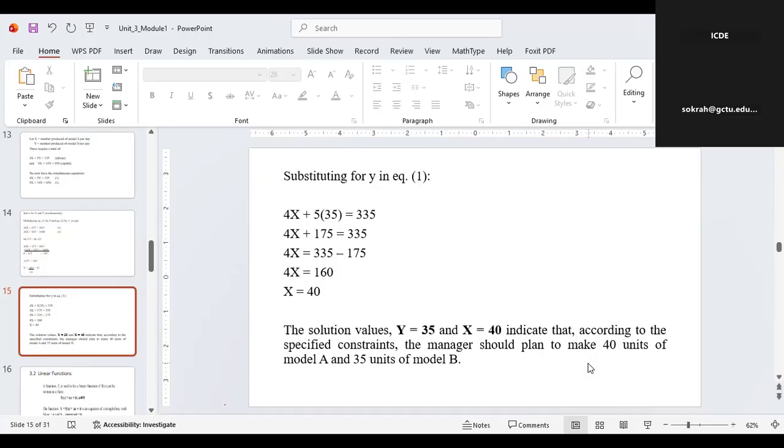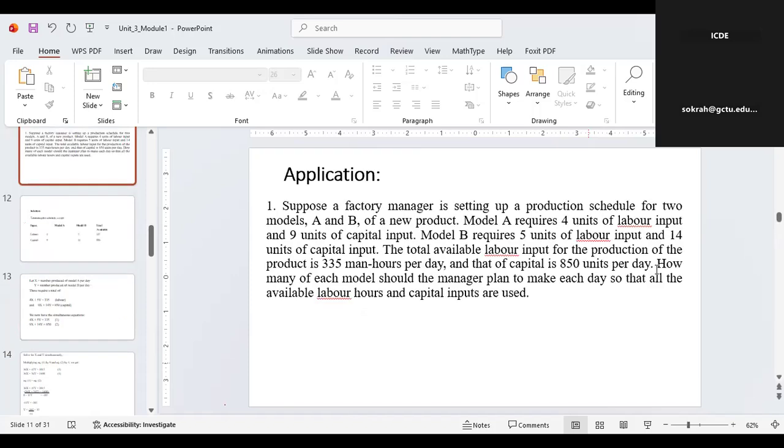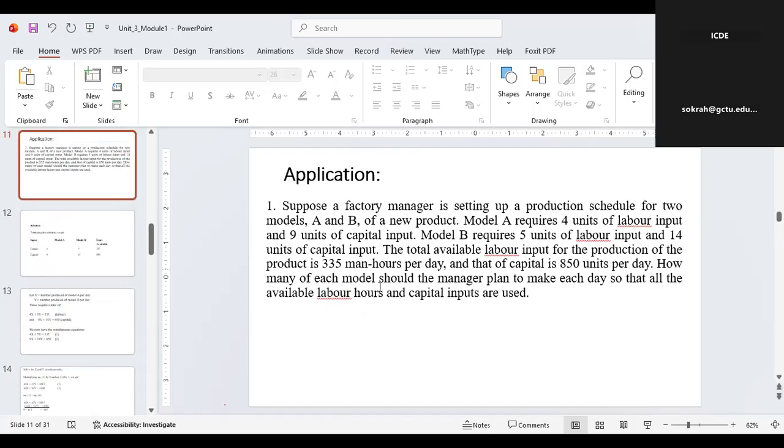Let me go to that question. What did the question say? It says, how many of each model should the manager plan to make each day so that all the available labor hours and capital inputs are used? So when you finish solving, come back, look at the question and conclude, giving your conclusion and answering the actual question. Now that you know the values, you come back and state them. That is what you have to do.